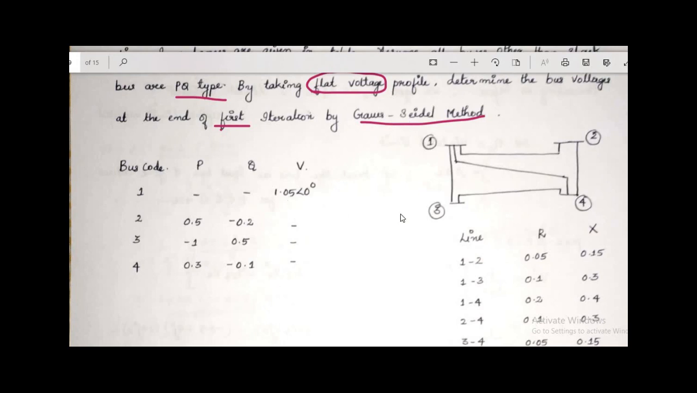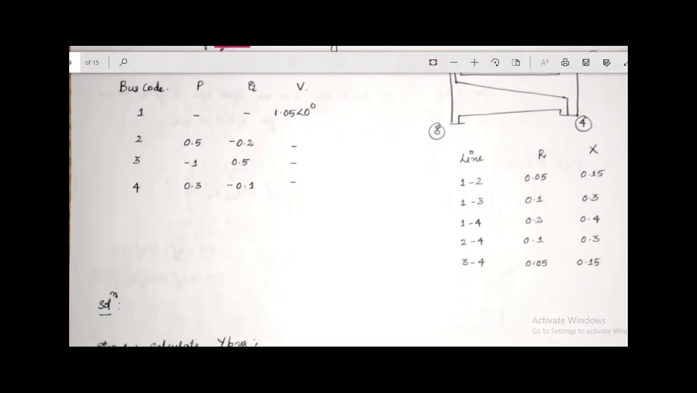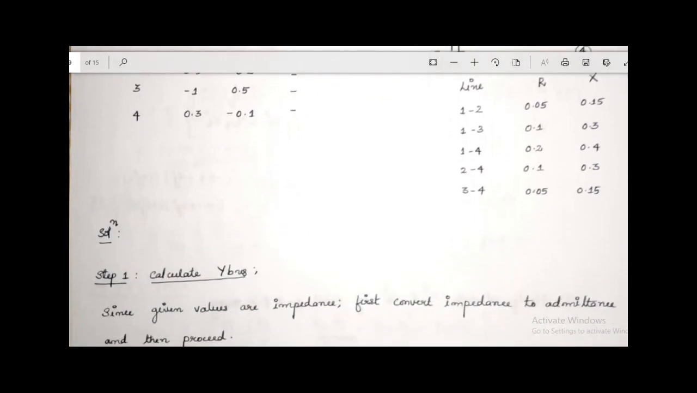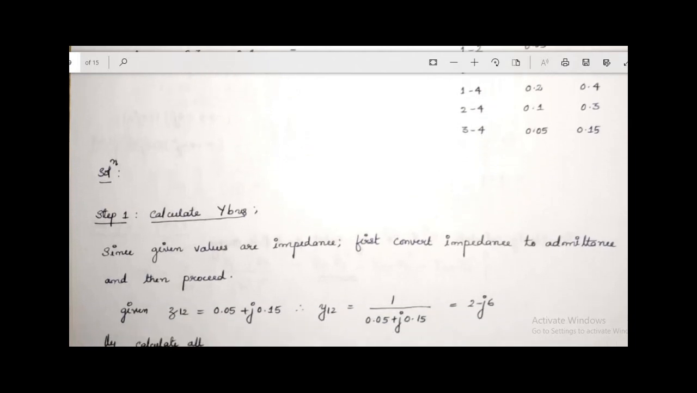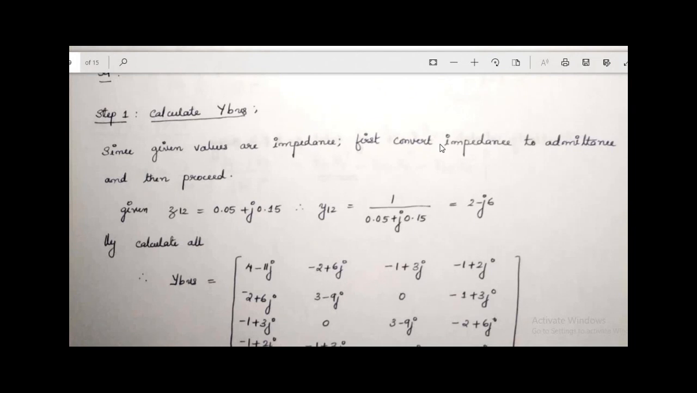Yes, the data are given. Here the impedances are given. Now, what is the first step? You have been solving so many problems, so now tell me, what is the first step? Yes, calculation of Y bus. Now, is there any issue with the calculation of Y bus? Obviously not. Still, since the given values are all in impedance, you should first convert this impedance to admittance.